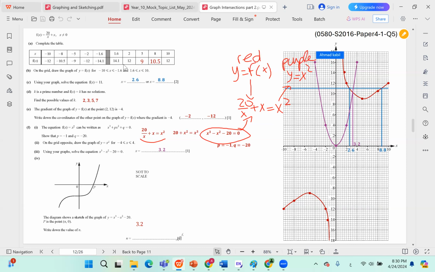So the solution to our equation, very simply, is the point of intersection between the purple and the red, which is this point here. And this is equivalent to 3.2 on the x-axis. This is the x-coordinate of the point. So therefore, without any calculation, the solution is 3.2.